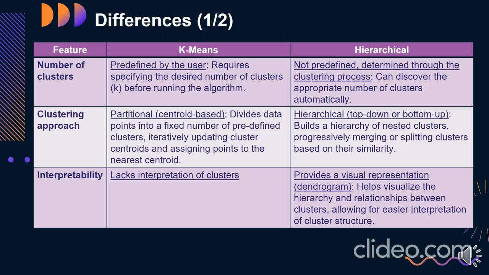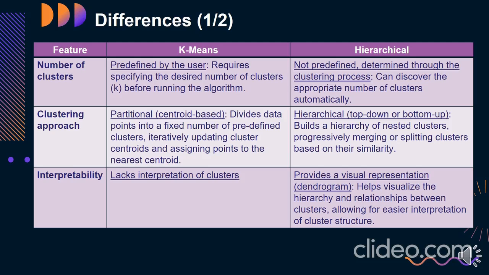In terms of differences, the number of clusters is predefined by the user in k-means, while the hierarchical clustering algorithm can discover the appropriate number of clusters automatically. In k-means, the clustering approach is based on centroids, while the hierarchical algorithm builds a hierarchy of nested clusters, progressively merging or splitting the clusters based on their similarity.